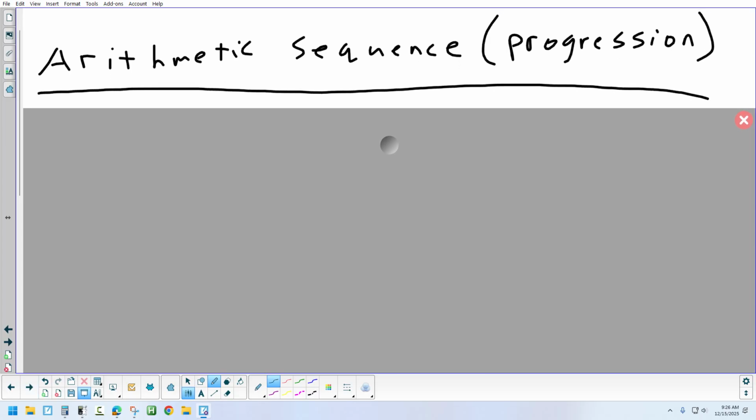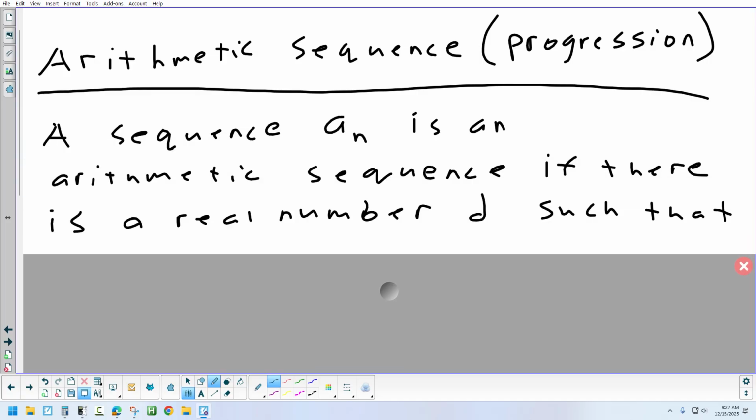All right, so last thing we're going to look at are 2 special kinds of sequences. Okay, one is called arithmetic. You can also say arithmetic, it's pronounced either way. I say arithmetic when I'm talking about sequences. And the other one is going to be what we call geometric. Okay, but let's start with arithmetic. In an arithmetic sequence, it follows a very special pattern.